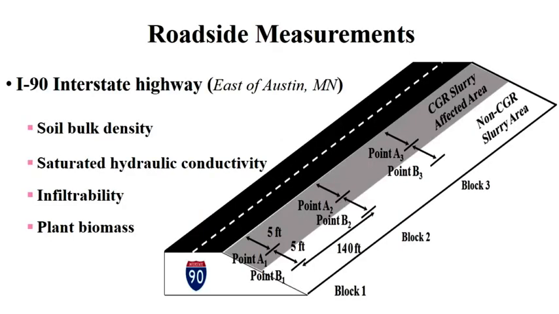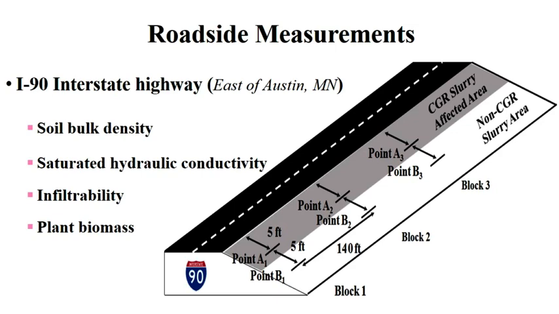Then let's look at the roadside measurement. For the roadside measurement, we did all the experiments near Austin in Minnesota. We measured soil bulk density, saturated hydraulic conductivity, infiltrability, and plant biomass. This is the layout of the experiment. We can see the gray belt shows the slurry effect area, and the white belt shows the non-slurry area. And we have three sites and 2 points for each site, with which we can do the paired t-test.